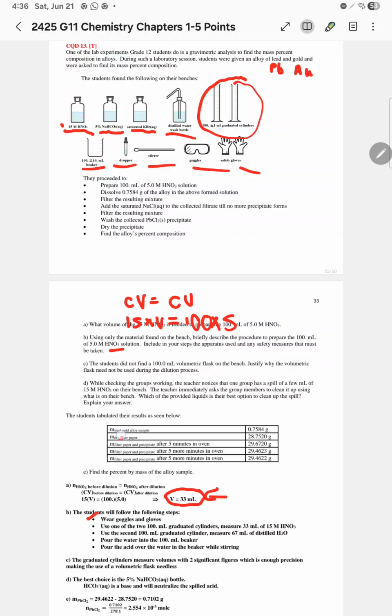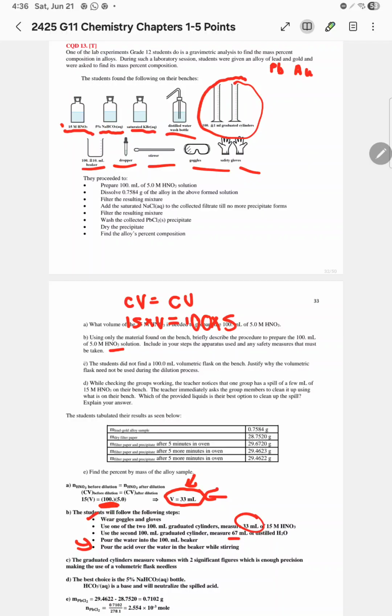You need 100 minus this in water. Then you pour the water into the beaker. Then you put the acid over the water and stir. That's it. So what you just need to do is find how much volume of the acid you need. Then you dilute it with whatever is left of water to reach the volume you had here.